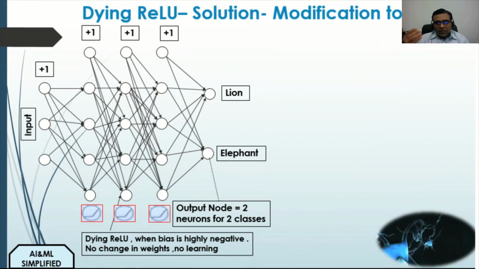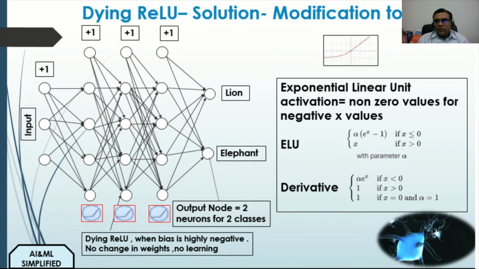Another way of solving this problem is to use the exponential linear unit, or ELU, as an activation function, where we have alpha times e raised to the power x minus 1 as the value of the transformation or activation, and again y is expressed using a parameter alpha.